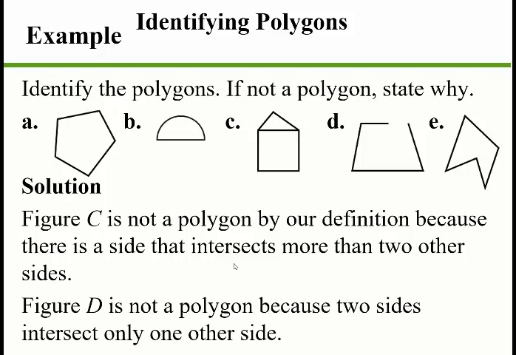And figure D is not a polygon because two sides intersect only one other side. This side here intersects only this side, and this side here intersects only this side. Wherever you have a point that has three lines into it, something's up. Or if it doesn't connect, that means it's not a polygon.